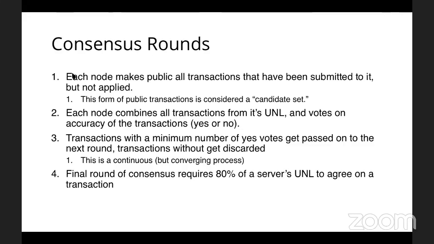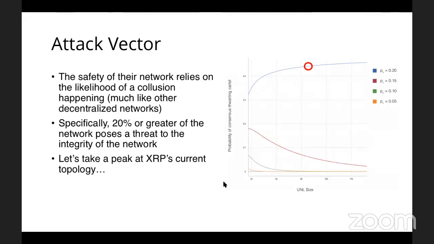For the vast majority of them, you're just going to vote yes. It's not a manual vote. It's just automated unless you have certain edge cases or boundaries that you say can't be crossed, and then you automatically vote no for those. And then transactions with a minimum number of yes votes get passed on to the next round, and transactions without get discarded. And you have this converging process until everything on your unique node list is over 80%, and then we consider it a block, and we close that ledger and we move on, and everybody propagates their transactions again.